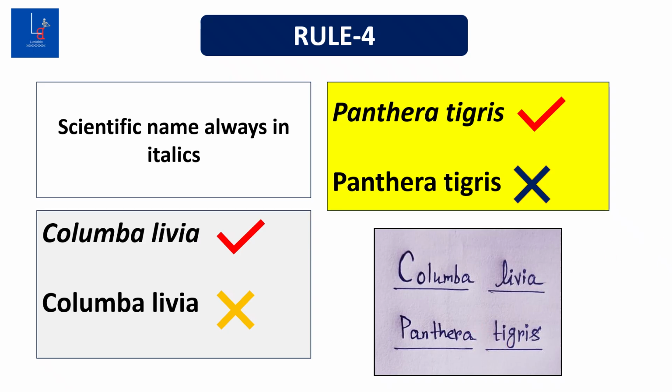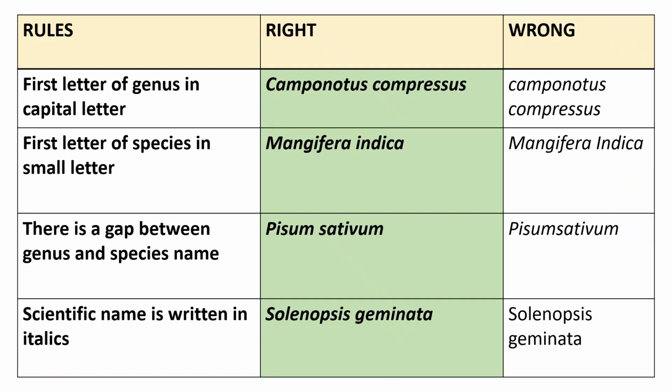I hope you have understood this. So, four rules. The first letter of genus starts with a capital, the first letter of species starts with a small letter, there is a gap, and the scientific name must be written in italics. Look carefully, this is very easy. You just need to keep it in your mind and practice a little bit, and you will get full marks.